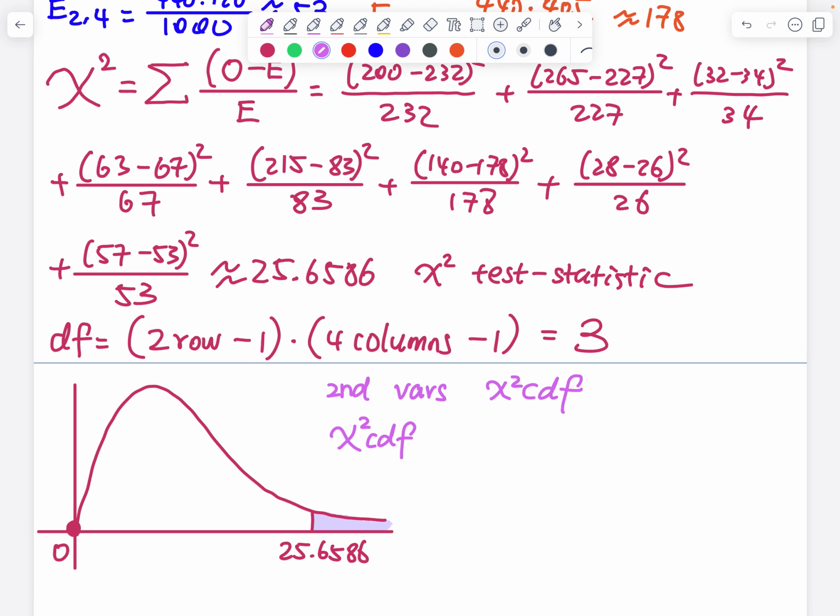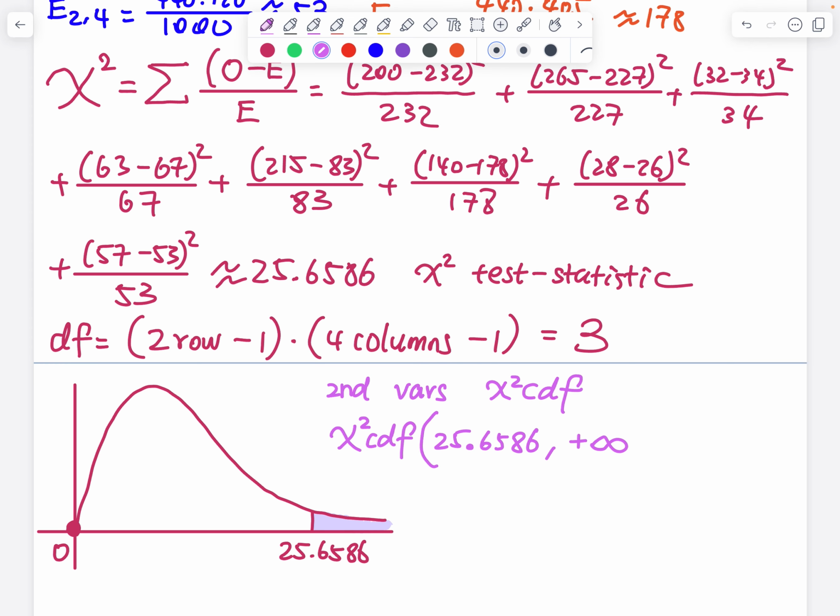Okay, you have to input 3 values. The first one is your chi-square test statistic, 25.6586. And then the next one, you start from this mark and then you go all the way to the right, so you go all the way to positive infinity.